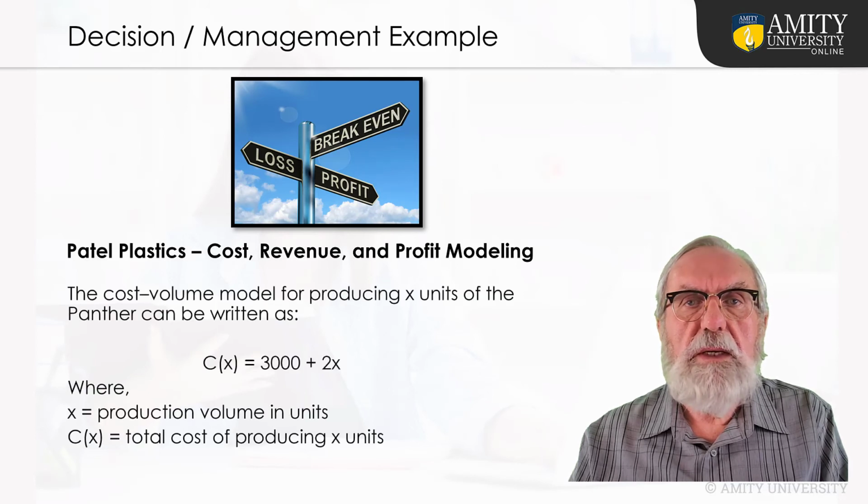The setup cost is a fixed cost that is incurred regardless of the number of units eventually produced. In addition, variable labor and material costs are $2 for each unit produced. The cost-volume model for producing X units of Panther can be written as C(x) = 3,000 + 2x, where x is the production volume in units and C(x) is the total cost of producing that volume of units.